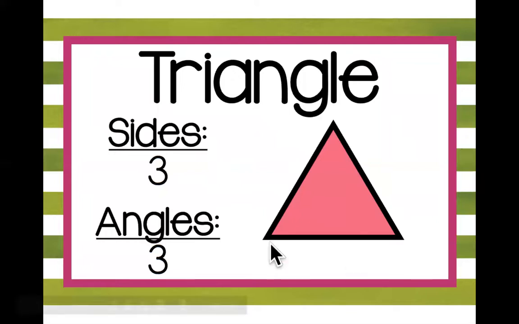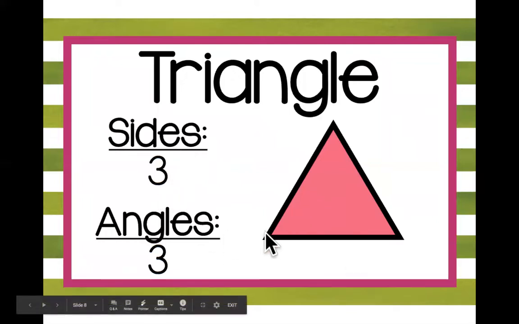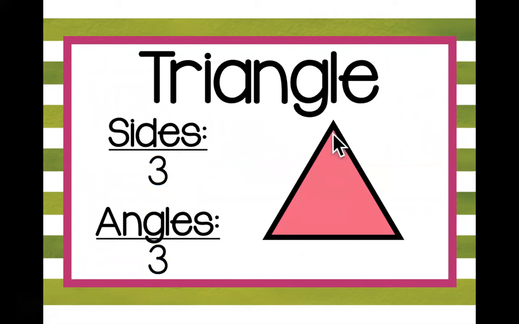So a triangle, again, has three sides and three angles. So here's one side, two sides, three sides, and then where the angles or the sides meet are the angles, the three angles.